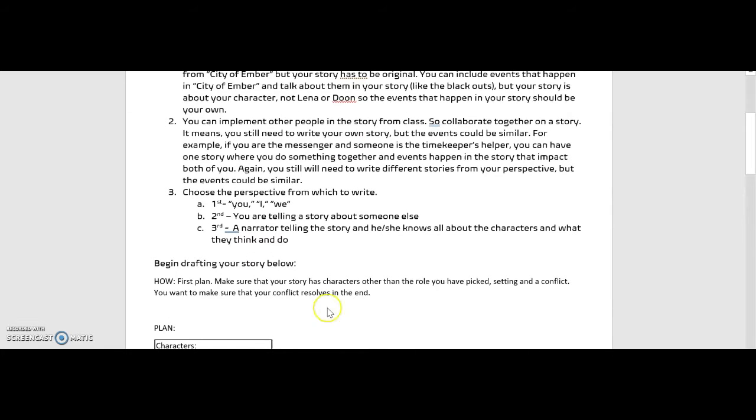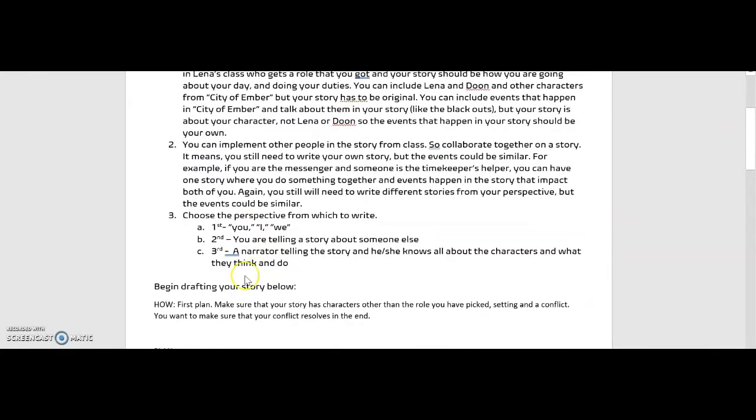Number 3, you're going to have to choose a perspective. I'm going to go over this in a little bit more detail. So first, are you going to write it from your perspective, as in your character? Are you going to say you, I, we? Second perspective, are you telling the story about somebody else? So another hero in the story is going to tell about somebody else. And that would mean that you don't necessarily know what's going on in their head, but you know what happened to them. And then there's a third person narrator telling the story, and she knows all about the characters and what they think and do. So it's sort of like a godlike narrator who knows all the thoughts and what happened. Okay, so these 3 things to keep in mind as you begin drafting your story.